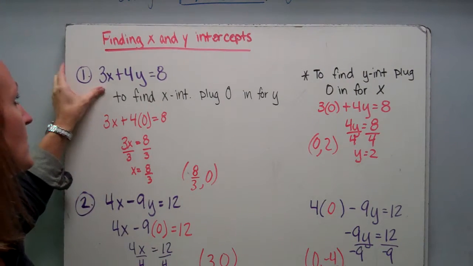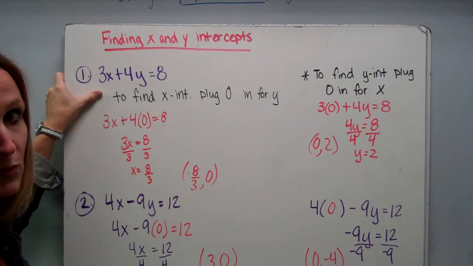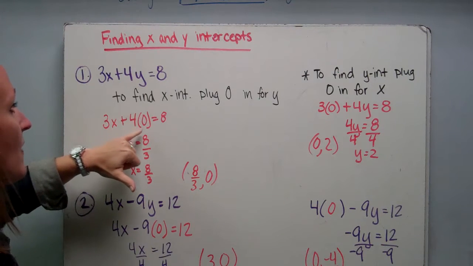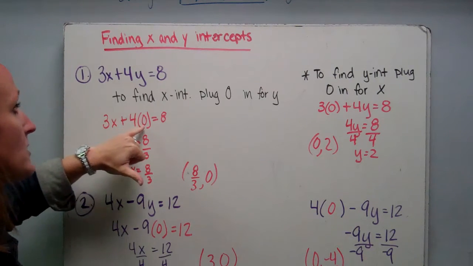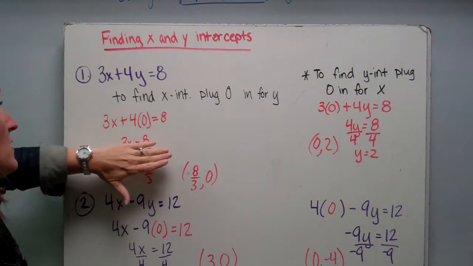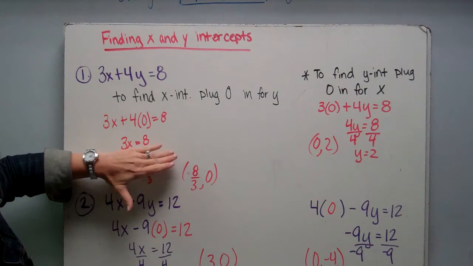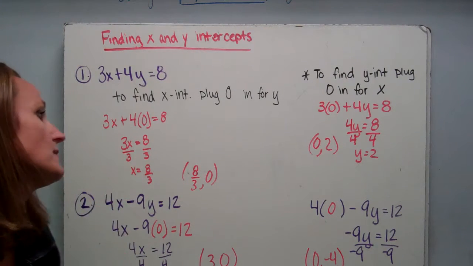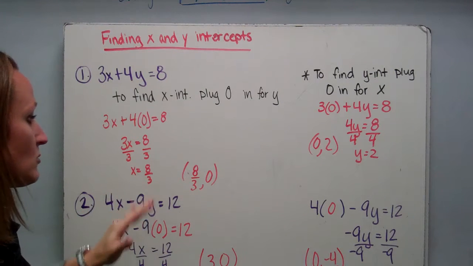So let's look at this first one. I have the equation 3x plus 4y equals 8. So now I want to find my x-intercept. So I'm going to take out that y and put 0. So here I have 4 times 0, which just equals 0. So now I have a new equation, which is 3x equals 8. Here's a simple one-step equation that we're going to solve. 3x equals 8. We divide both sides by 3, so we find that x is equal to 8/3.